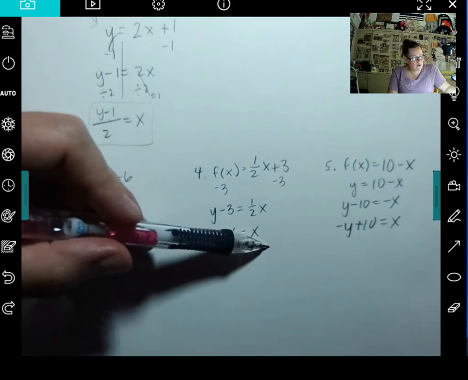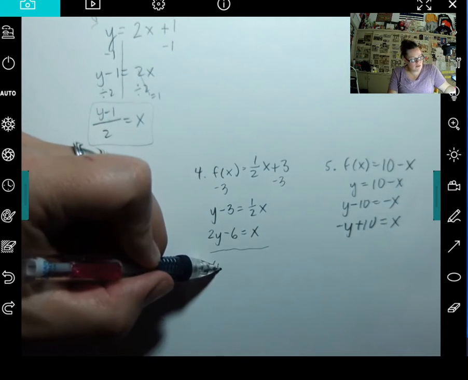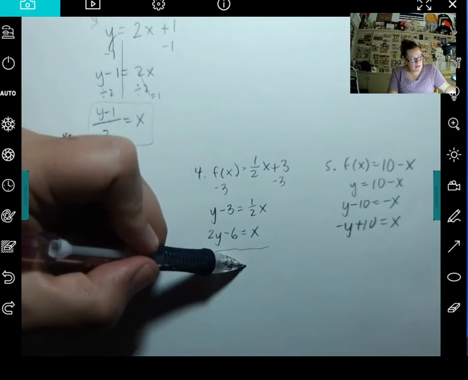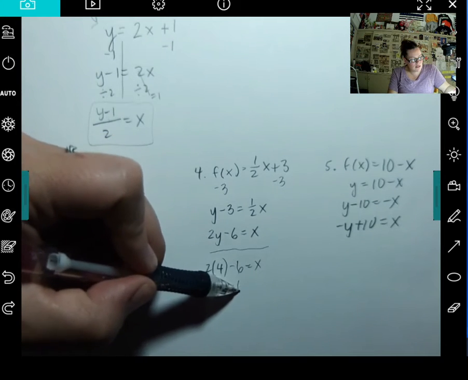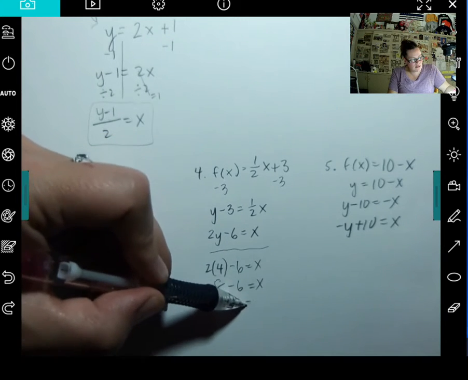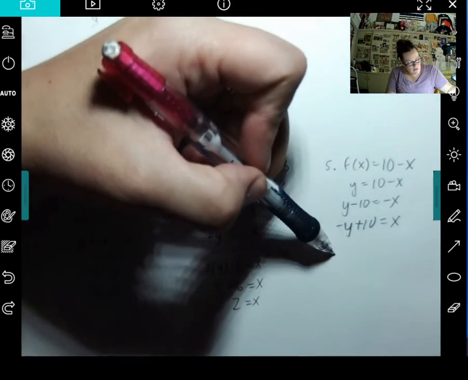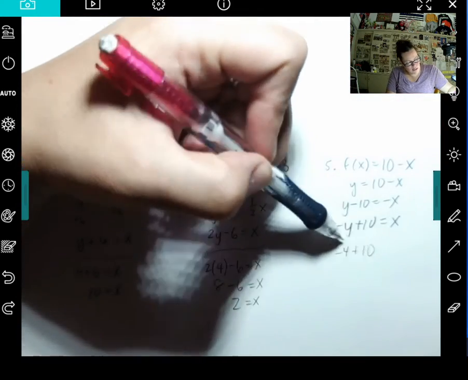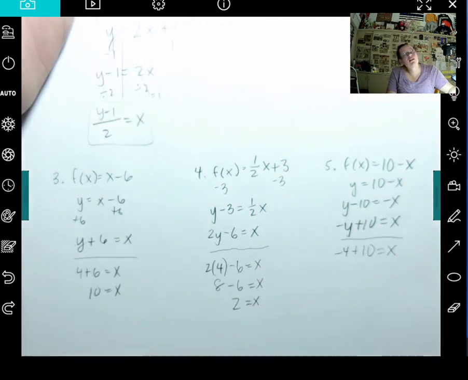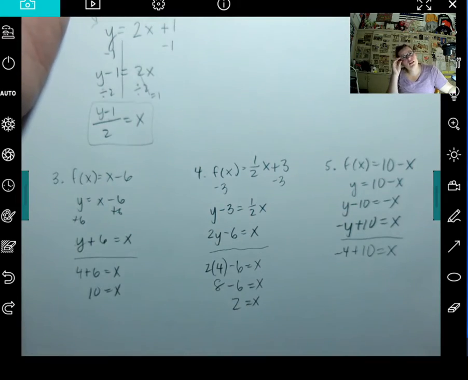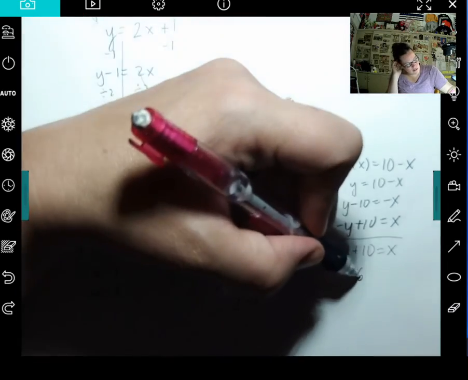For number 4, if you plug a 4 in, we have 2 times 4 minus 6 equals x. So 8 minus 6 equals x. So x would just be 2. And for number 5, we have negative 4 plus 10 equals x. So the negative 4 plus the 10 is going to give us a 6.